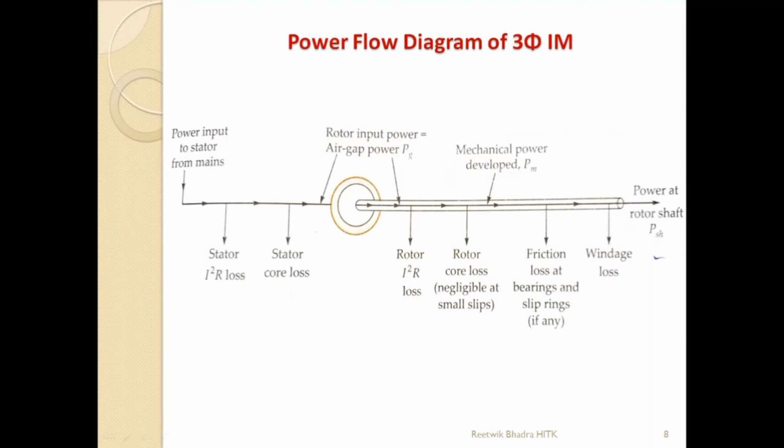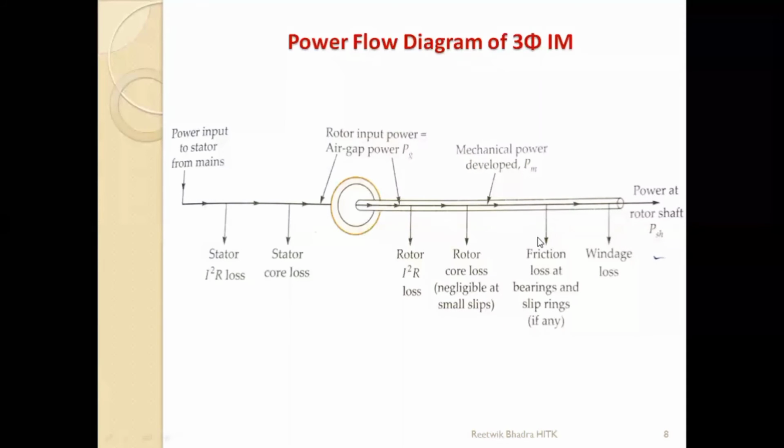So PG. Next, in the rotor, what will happen? There will be two losses again, like in the stator: rotor I square R loss and rotor core loss. After that, we get our mechanical power, PM, that we had discussed. From PM, if I remove the friction and windage losses, which will be given in your question or stated somewhere in the problem, that will give you your PSH. Now, how am I forming those equations?